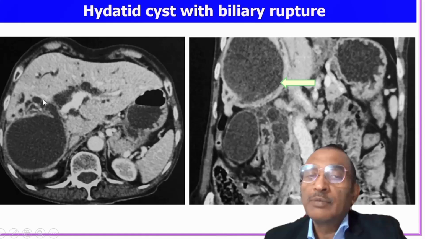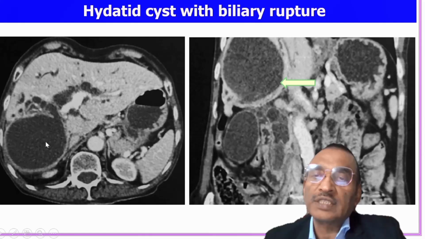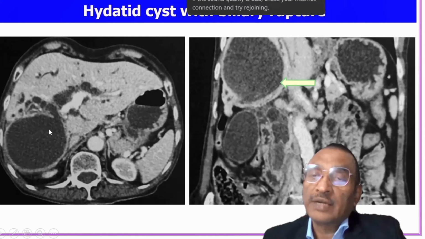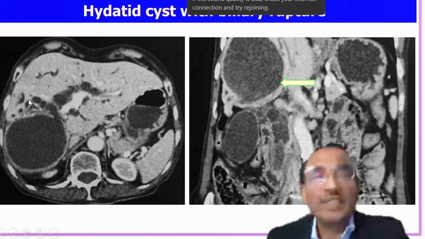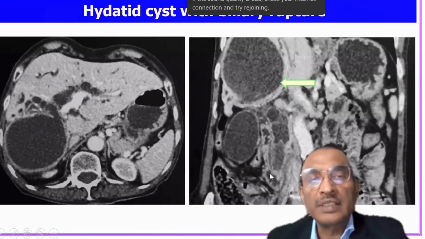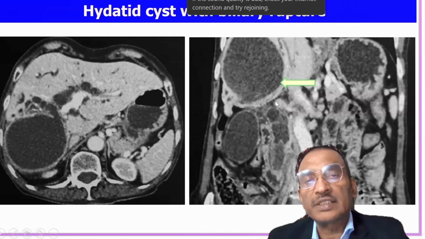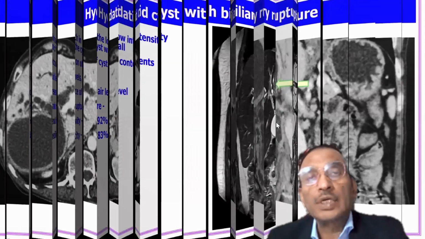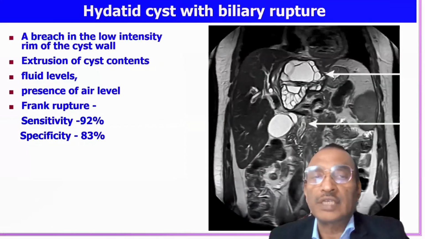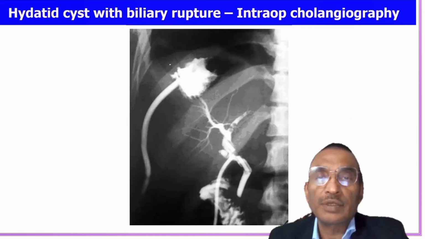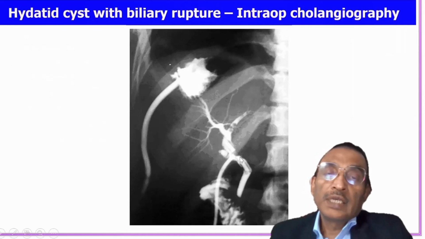Situation where you are able to see communication of the ruptured hydatid. Here the lines are obstructing, and the mid and upper CBD is dilated, and this is the cyst. So that should always be recognized. Biliary rupture should always be recognized.